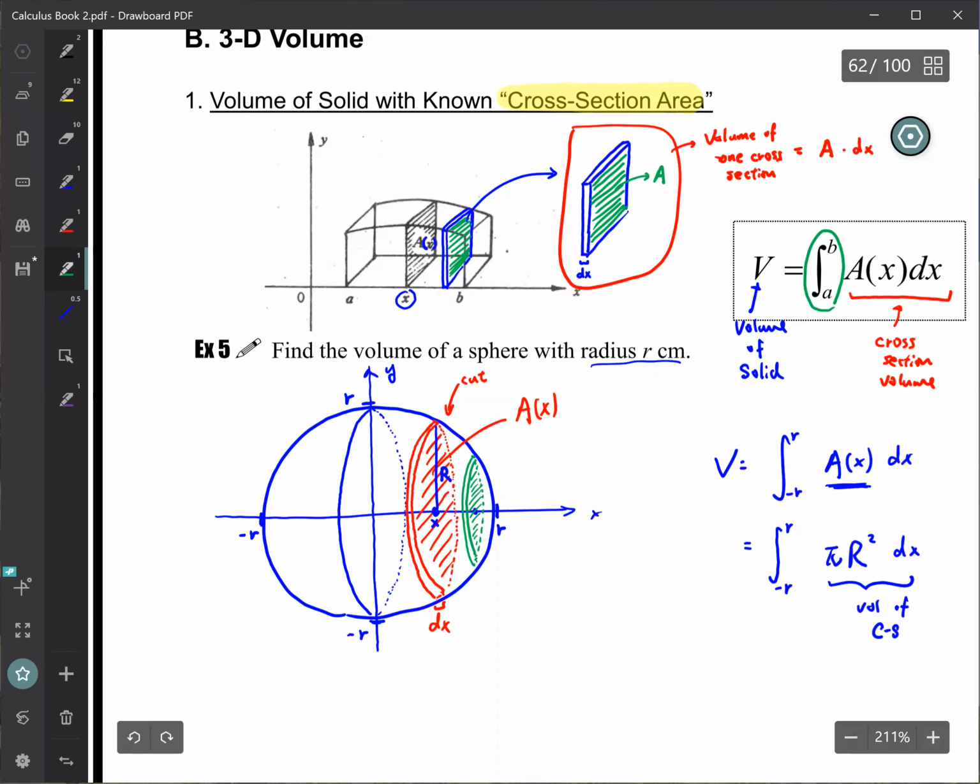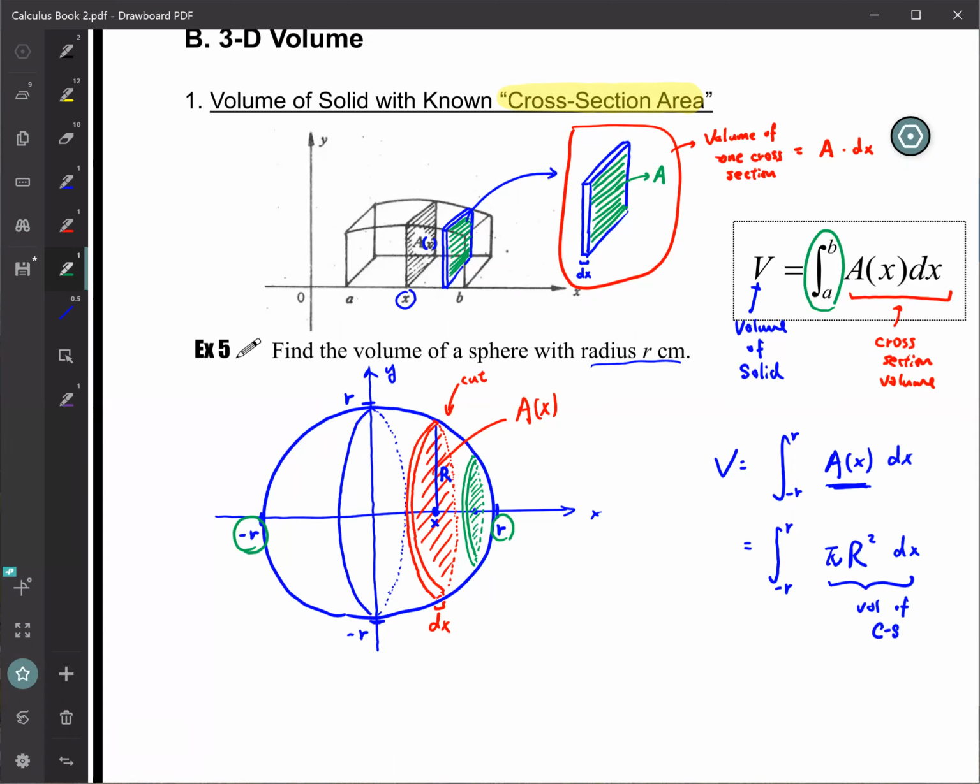The negative R is talking about the left side, right? And then the right side, right? We have an infinite number of cross sections. Right now, I only drew 3 of them, right? One right in the center, and then the red one and the green one. But in fact, there are an infinite number of them. And then we want to add them all up. That's what the integral is.